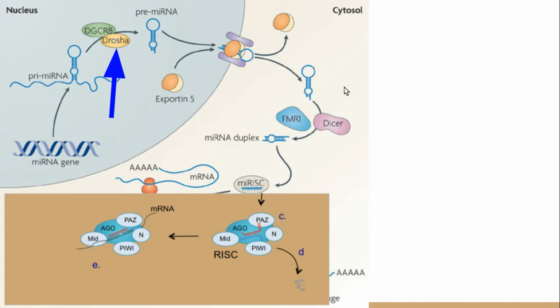So this small 70 base pair stem loop structure is picked up by exportin 5, also called expo5, and it's transported out of the nucleus. Once in the cytoplasm, the stem loop is recognized by another endonuclease called Dicer. Specifically, the PAZ domain of Dicer recognizes that 2 nucleotide 3' overhang that is left from Drosha. And Dicer cleaves off the stem loop, leaving just a short 22 base pair double-stranded RNA.